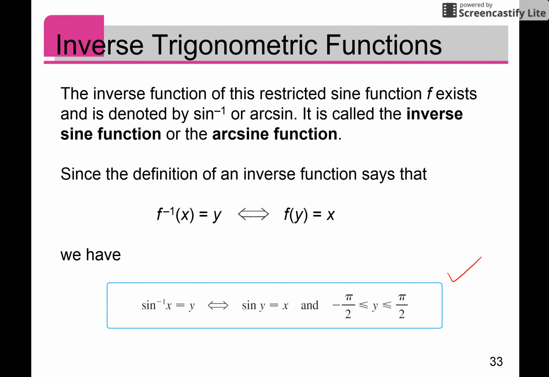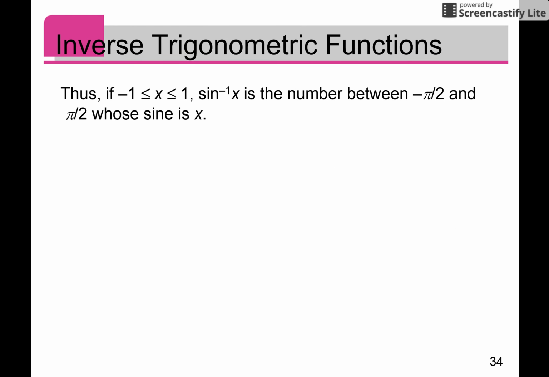So my inverse is created with the same definition that we used before. Inverse sine of x equals y is equivalent to saying sine of y is equal to x. The y is restricted to be between negative pi over 2 and pi over 2. On my unit circle, negative pi over 2 is down here, and pi over 2 is up here. So I'm going only in the first and fourth quadrant.